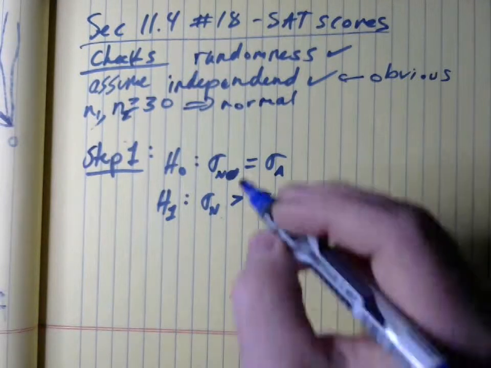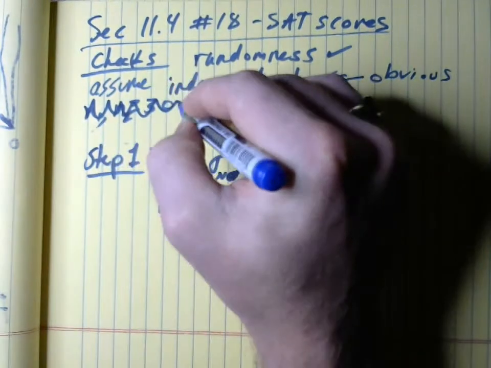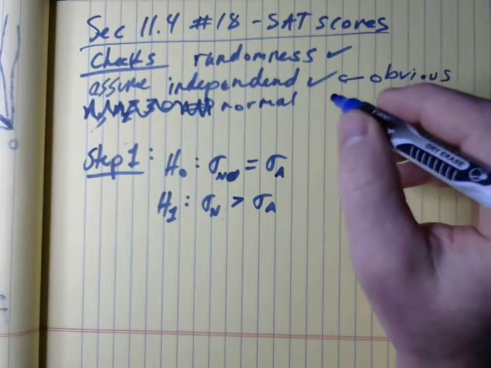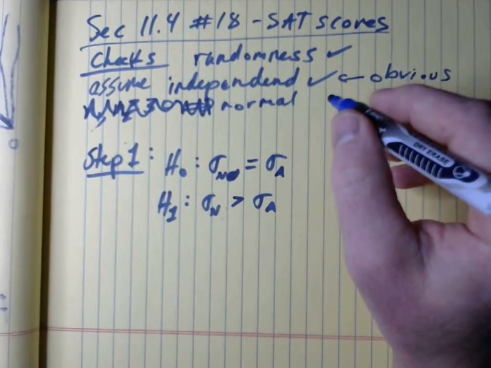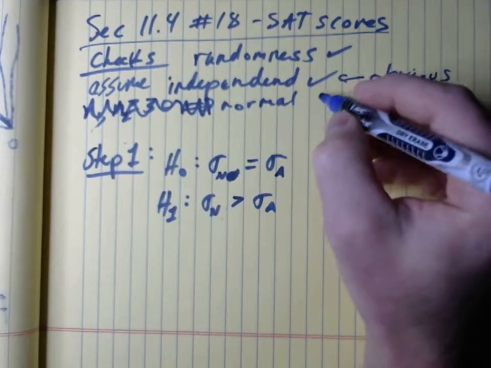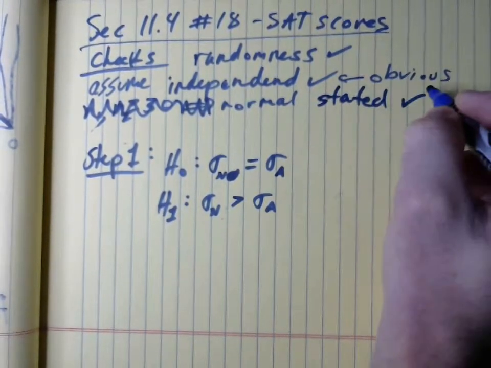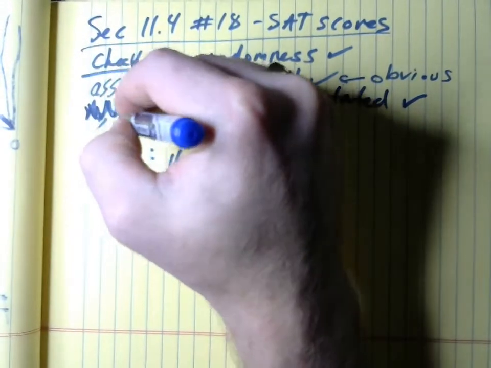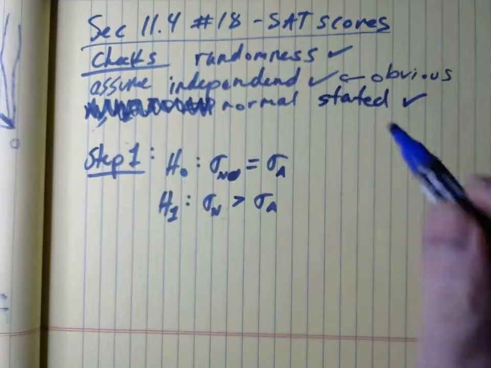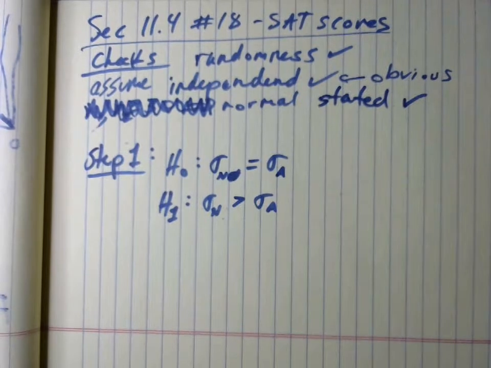Oh, it actually says it in the problem. Forget about that. It actually states at the very bottom, SAT and math exam scores are normally distributed. Normal stated. Yeah, I was kind of questioning that. And as you can see, it doesn't say that the sample size has to be greater than or equal to 30. It just says it has to be normally distributed in the regular population.